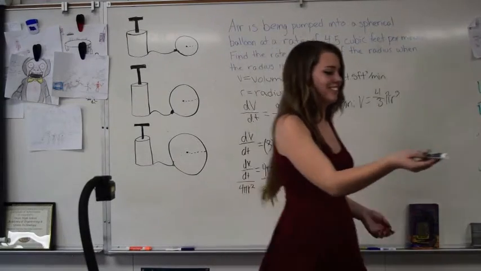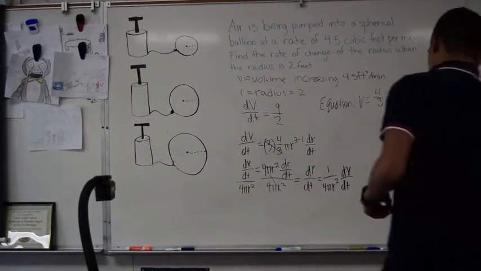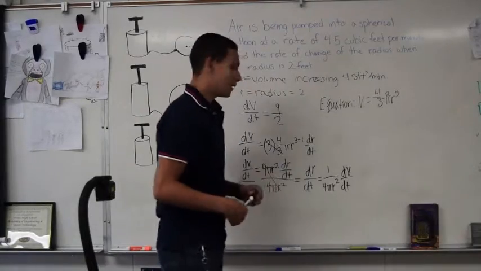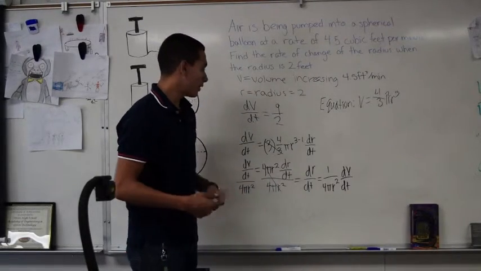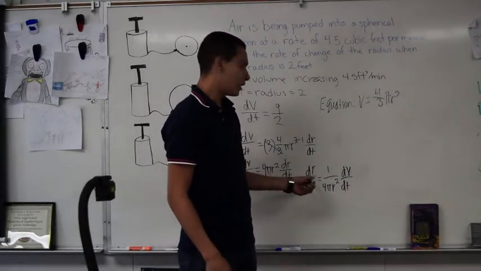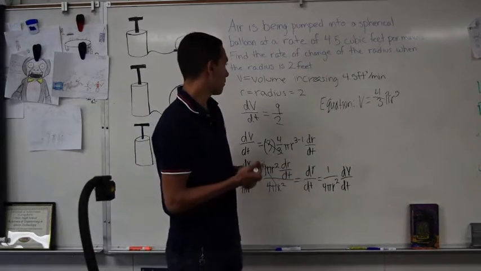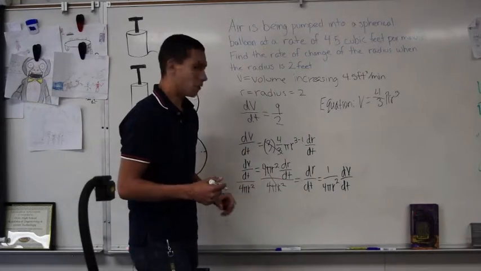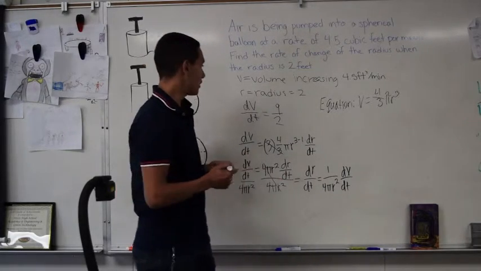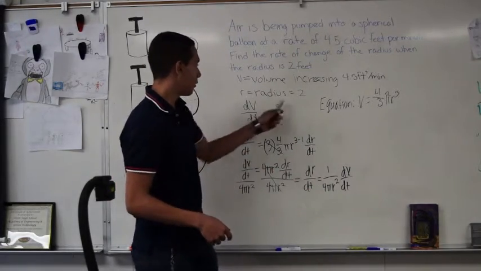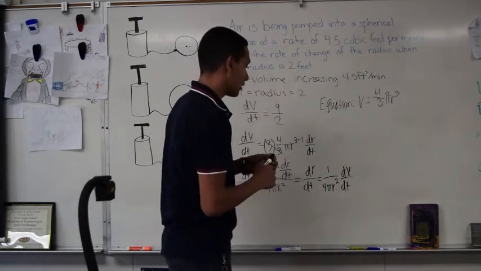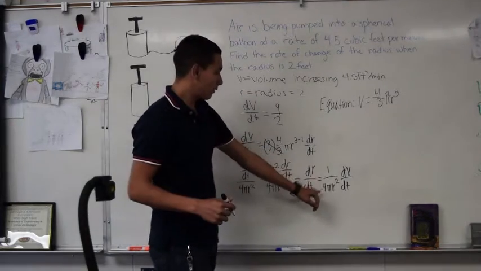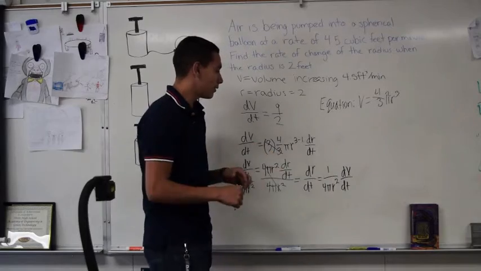I would. So basically now, what we're going to be looking for is our dr over dt with the given values that we have to substitute into the equation. So the first one that we have to substitute is our radius. And our radius is 2, so we have to substitute that into 1 over 4 pi r squared dV over dt.